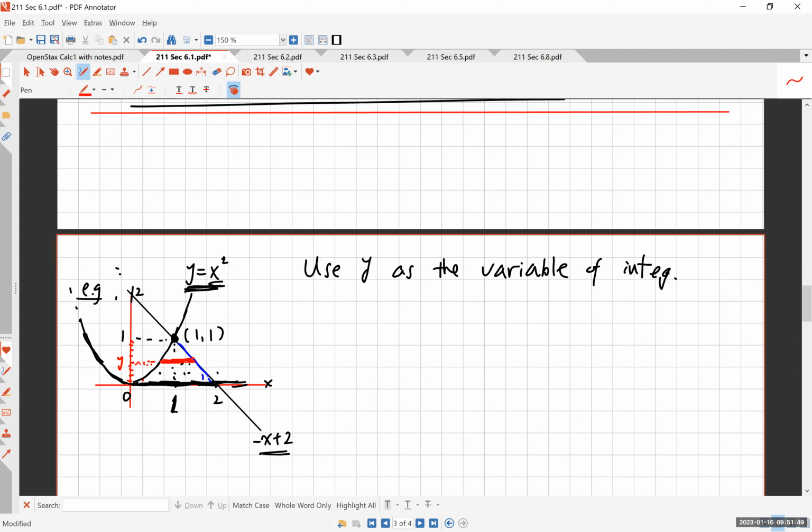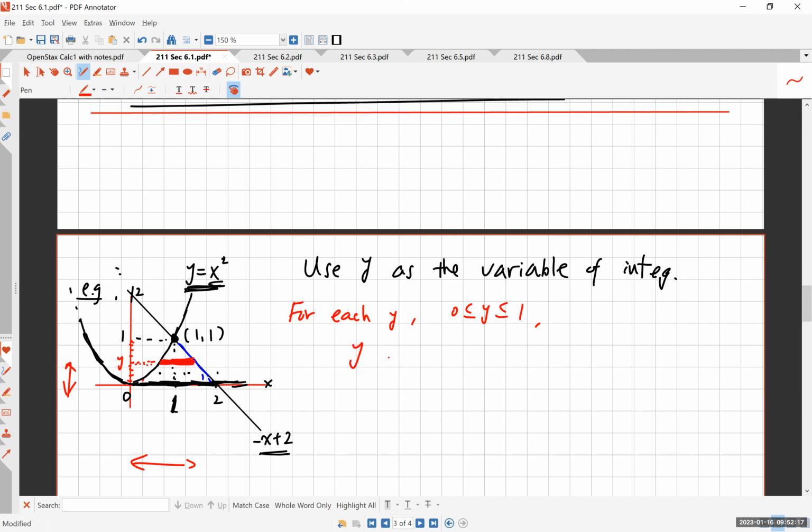Now, the idea of integration, remember, is a continuous version of addition or accumulation. So now I'm saying for each y, where y goes from 0 to 1, this time I am not going this way, I'm going this way. I hope it's clear. For each y between 0 and 1, I have to integrate the length of this red segment.